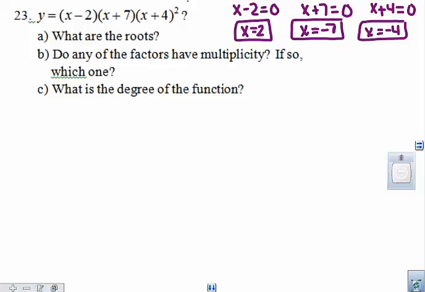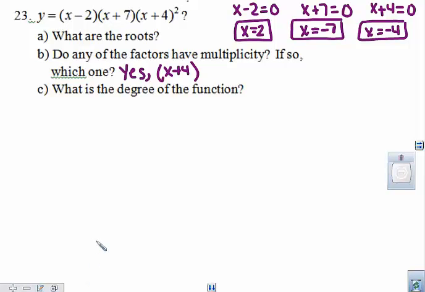Now asking about the multiplicity, that's repeated roots, and we talked about repeated roots when we did the polynomials. So yes, this has multiplicity. There is a repeated root, and that is the x plus 4 factor. Okay, so which factor? It's x plus 4. So you would say yes, x plus 4.